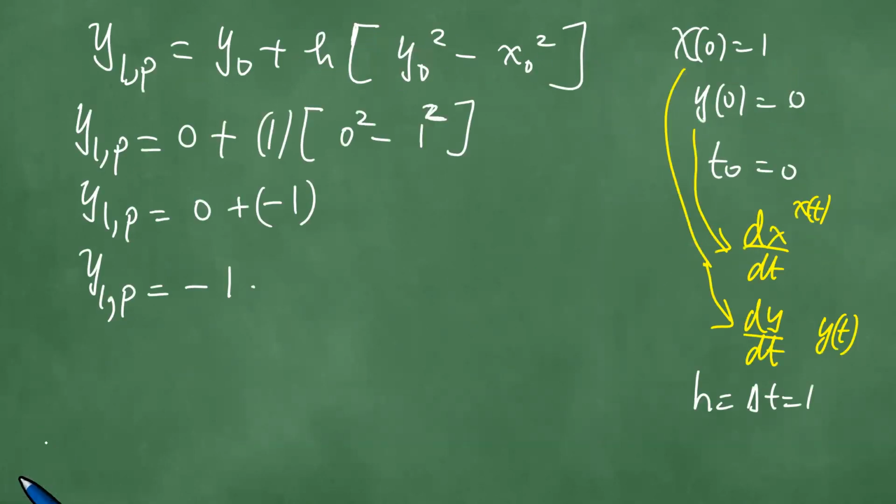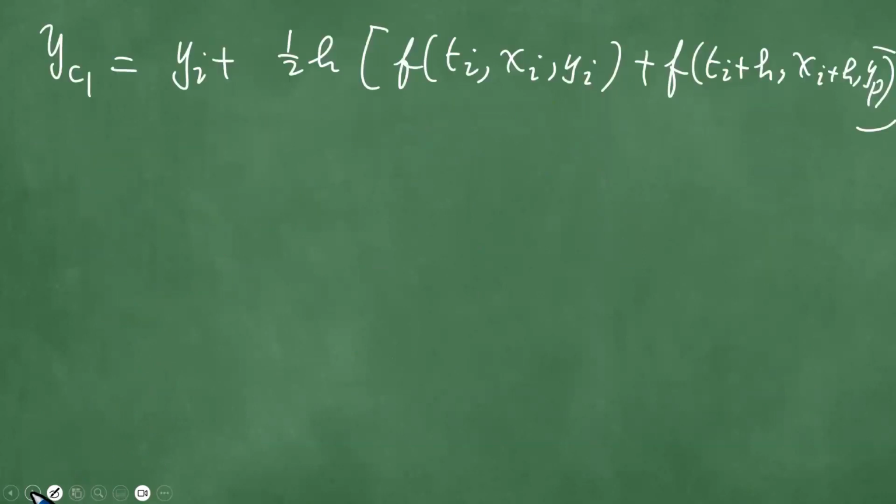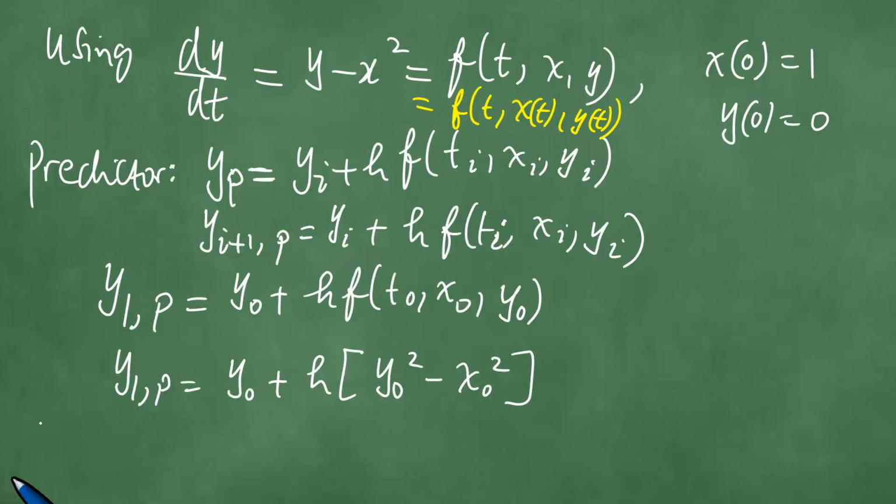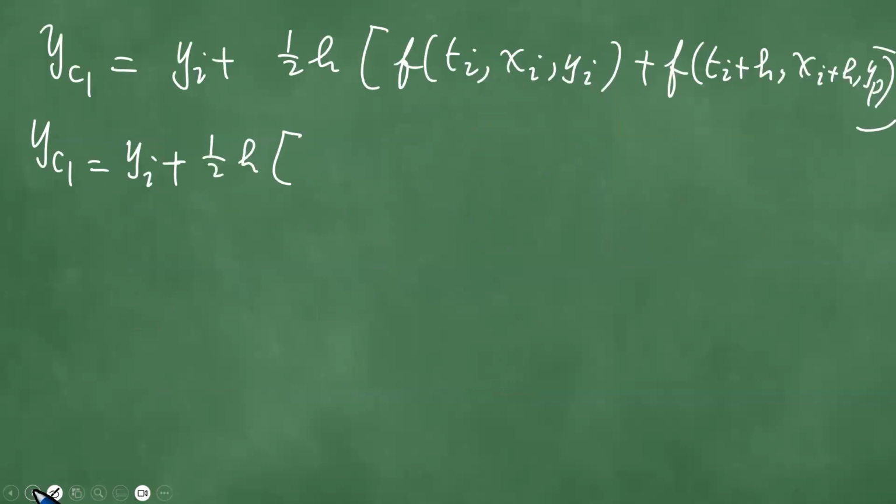Okay, obviously the predictor we're talking about is this one, y comma p. So let's just continue. Right, so writing things out, y comma c1, which is yi plus, then what do we have here? I want us to just write out the explicit formulas from the given differential equation. Because f is y minus x squared, there's no t there, which means it must be yi minus xi squared.